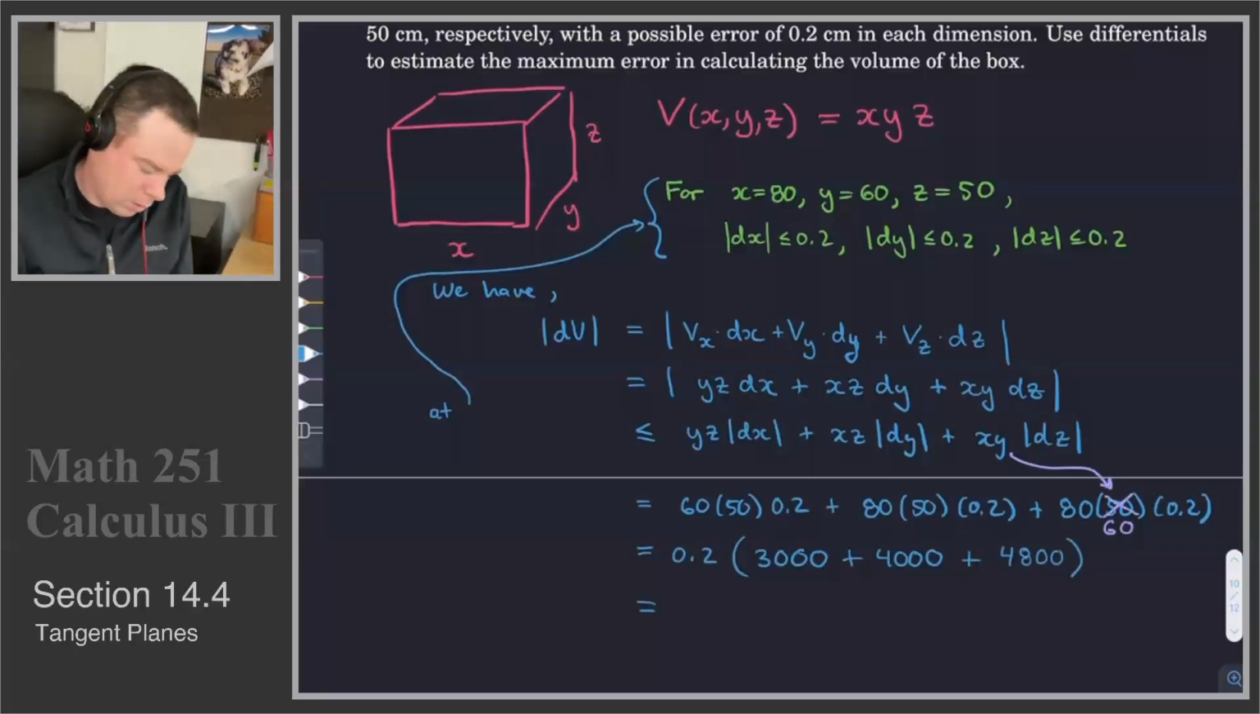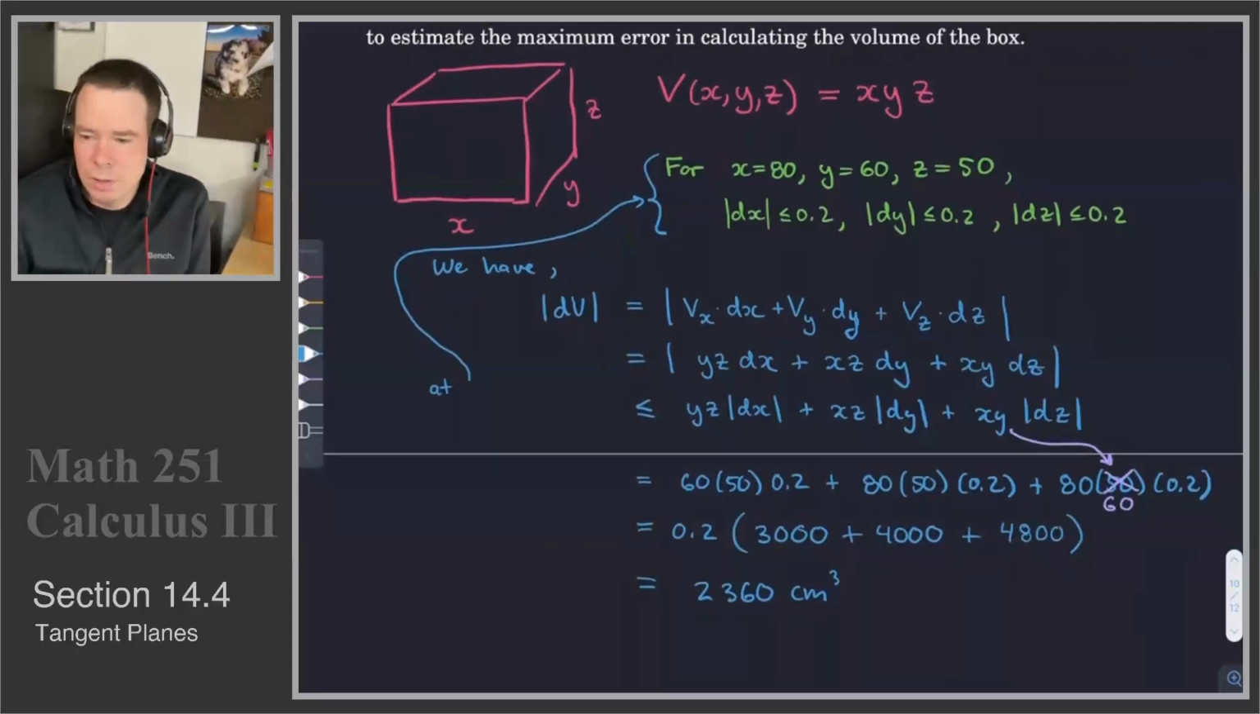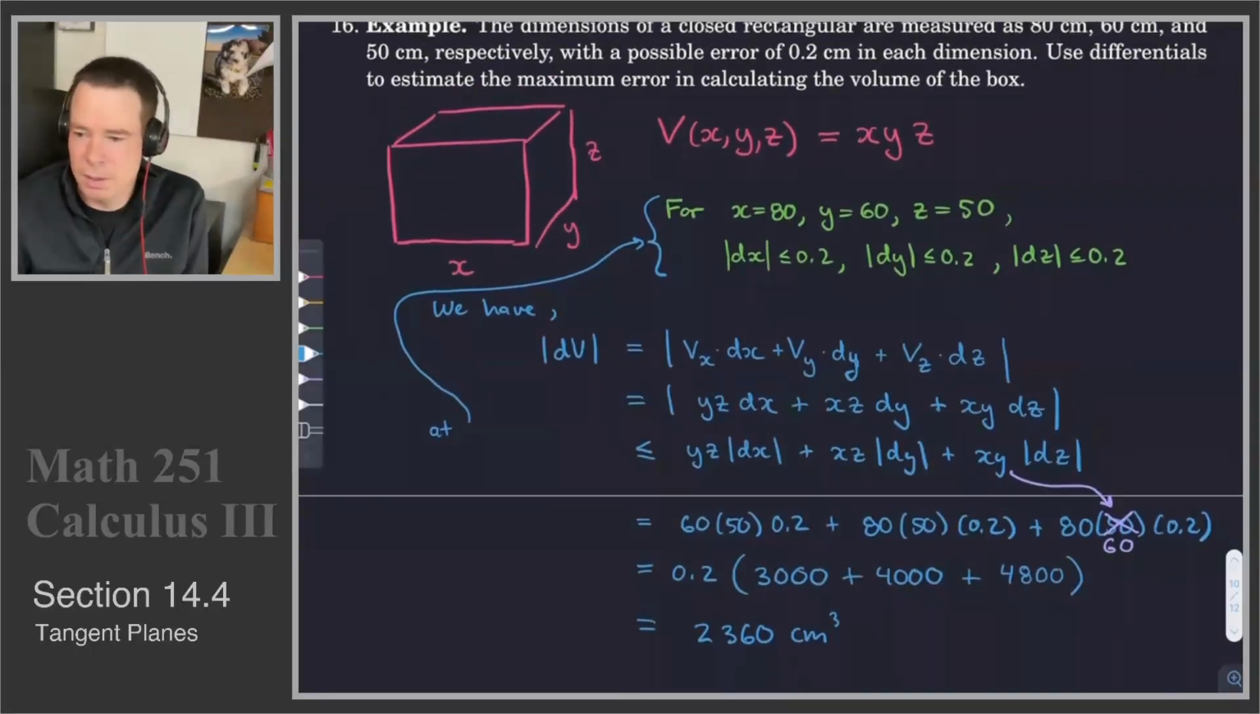And then we're multiplying by 2/10. So we can work this all out and we get a value of 2,360 cubic centimeters. So that's how much our volume could be off by calculating with just those values of 80, 60, 50. Even though we're off by just 2/10 of a centimeter in each of those three measurements, our total volume could be off by over 2,000 cubic centimeters.